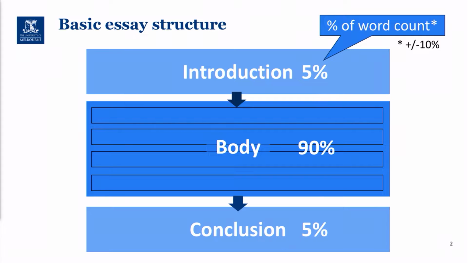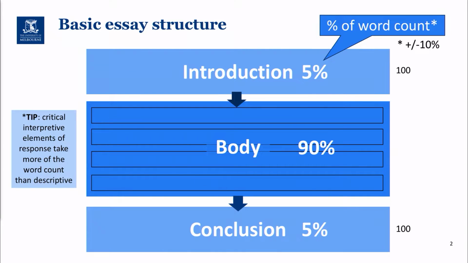Let's look at an example based upon a 2,000 word essay. If we're using our 5% guideline, our introduction will be 100 words, our conclusion will be roughly 100 words. The body section will account for the rest of the word count, 1,800 words. Now, here's a tip. If you have to describe or define some parts, the descriptive sections will not take as much of the word count as the critical interpretive elements of the response. I'll say it the other way around. The critical interpretive elements will always take more of the word count than the descriptive parts. So think about that when you're dividing up your words.